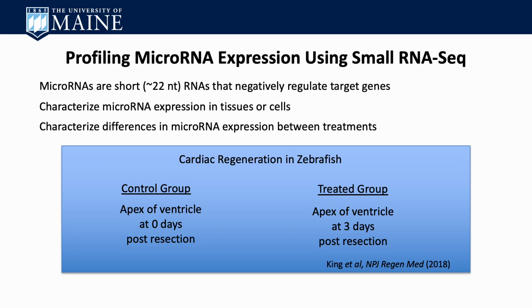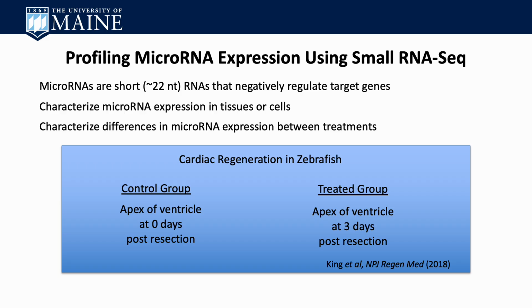Another application of RNA sequencing is to profile microRNA expression using an approach called small RNA sequencing. MicroRNAs are short non-coding RNAs, approximately 22 nucleotides in length, that negatively regulate different target genes. You can use small RNA sequencing to profile microRNA expression in different tissues or cells, and then also look at, in other experiments, how microRNAs are differentially expressed with a given treatment or set of treatments.